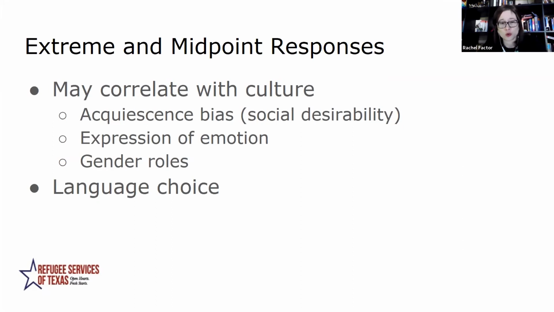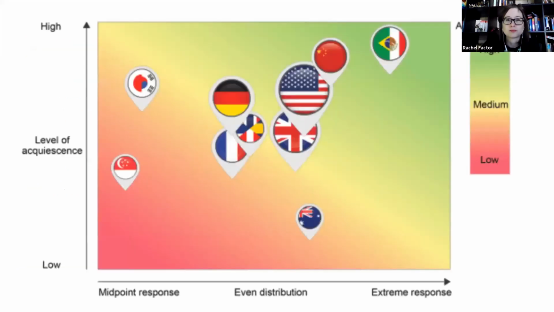This can correlate with gender roles too, of course. Men or women may be less prone to extreme response or midpoint response. And language choice too can, of course, make a difference. So if you're using words such as extremely agree or extremely satisfied versus completely or very, this can influence the way that your respondents interpret your question and respond accordingly.